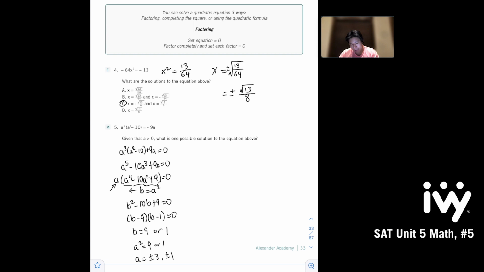Don't forget this value of a here, which suggests that a can be equal to 0, which means that our possible solutions are a equals -1, -3, 1, 3, and 0. However, since we know that a is greater than 0, our possible solutions are a equals 1 and 3.